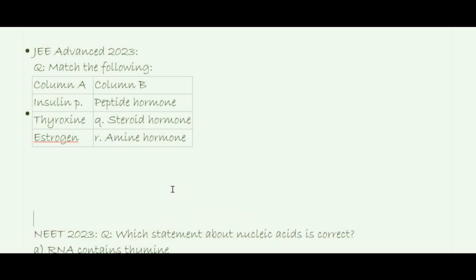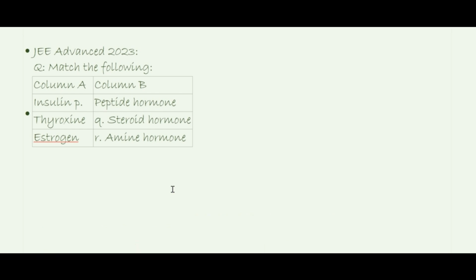Then, there is an advanced question. We have to just match column A with column B. Column A, insulin. Which hormone is that? It is a peptide hormone. It is right. And thyroxine, it is an amine hormone. Let's say this is A, B and C. This is B. And estrogen, that is a steroid hormone.